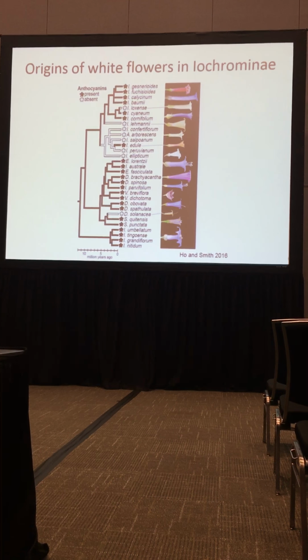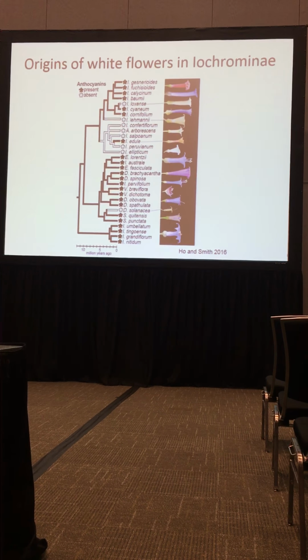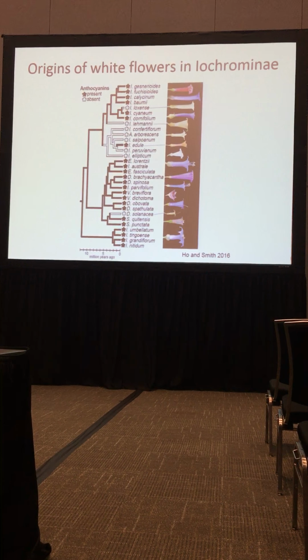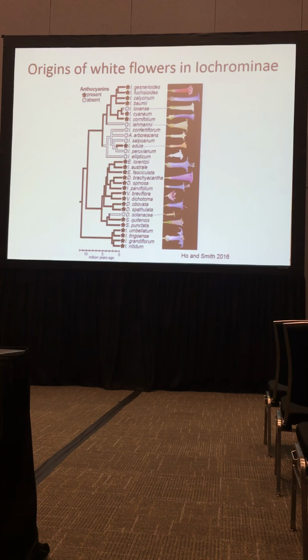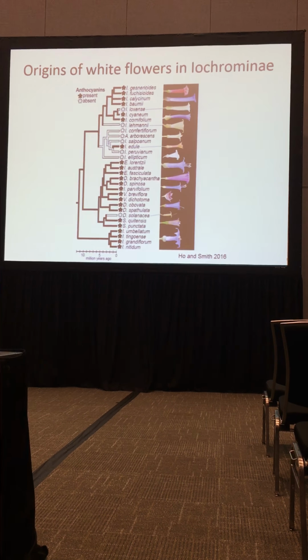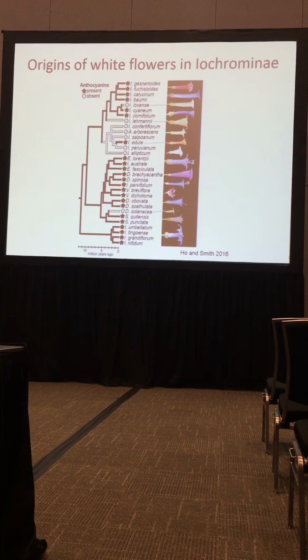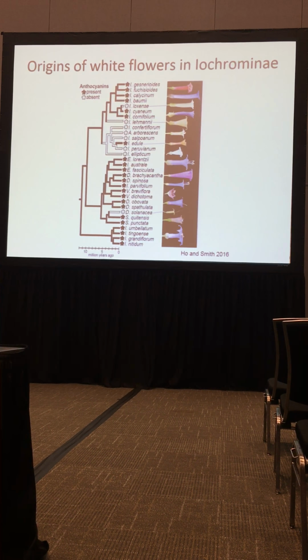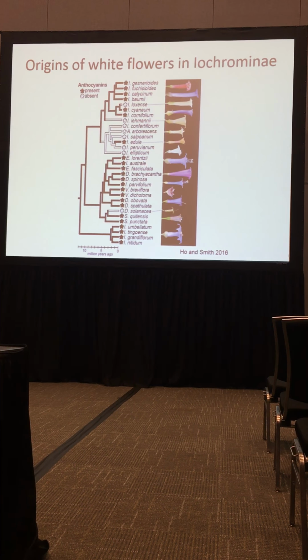And so we're interested in this in our study group, the subtribe Iochroma. It's a group of South American flowering plants in the Solanaceae, and you can see here, just looking at this phylogeny, that there are numerous different transitions from pigmented flowers to white flowers within the Iochroma.